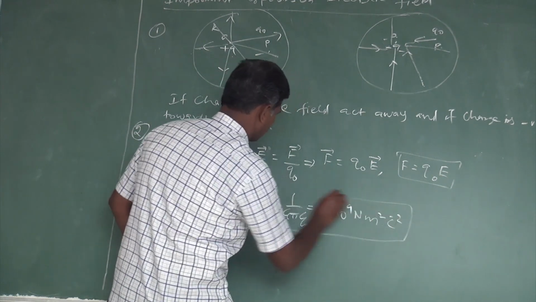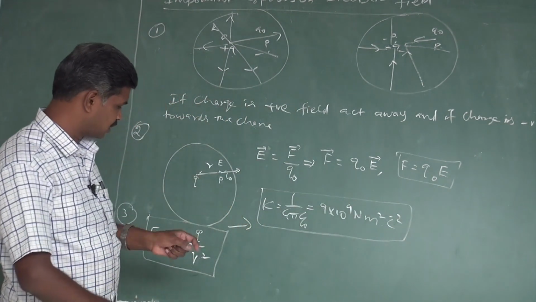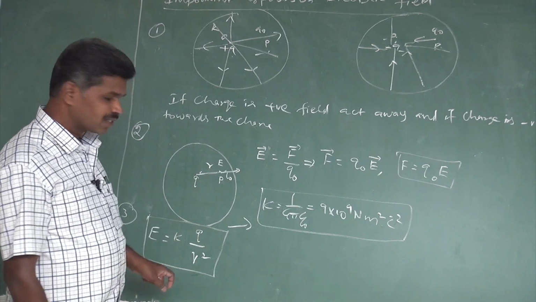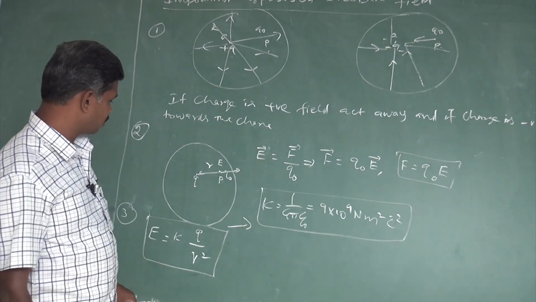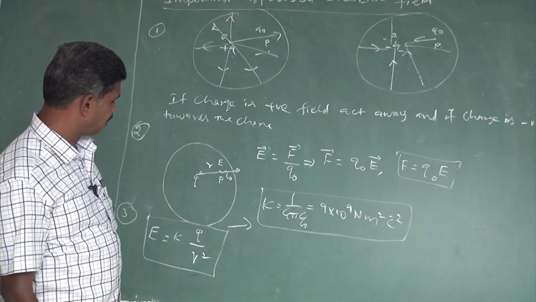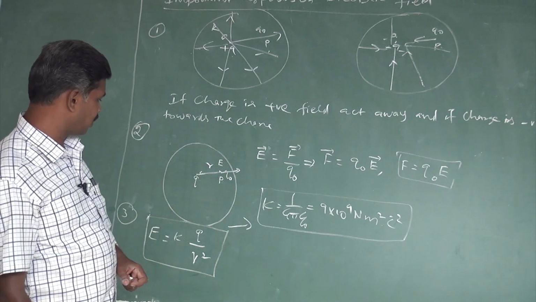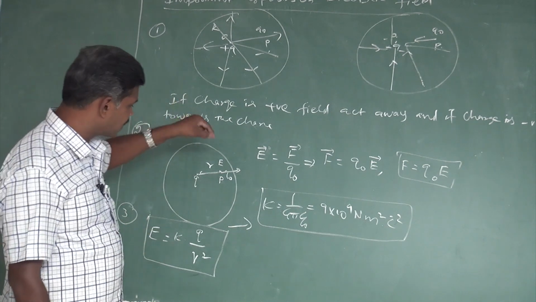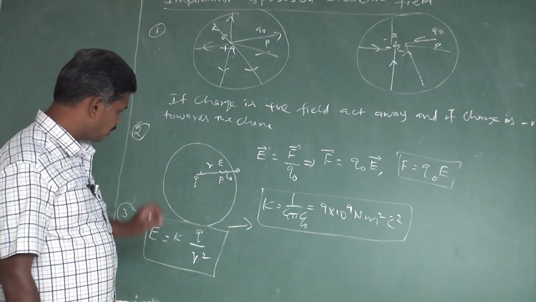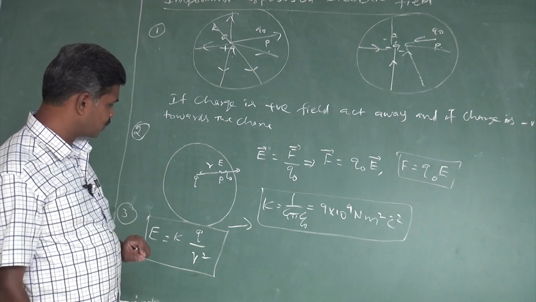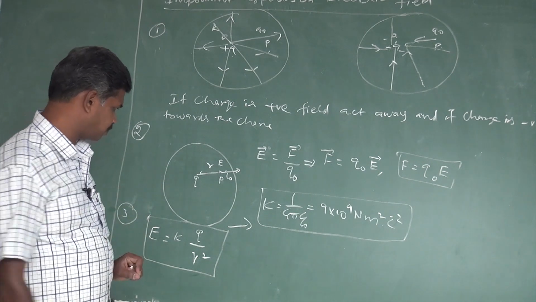Anyhow, now we are going to take that constant as a symbol only, that is E is equal to K into Q by R squared, the electric field intensity at a point in an electric field. The strength of the electric field depends upon which factors, and is independent of which ones?